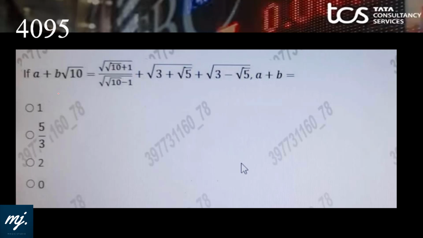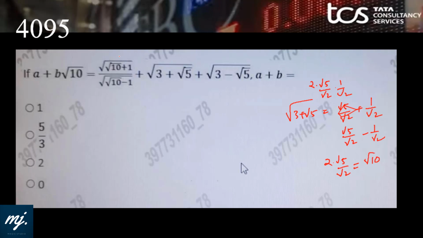Okay, this one is from surds. If this expression equals a plus b root 10, then what is the value of a plus b? We need to solve this. Root over 3 plus root 5. Root 5 can be written as 2 into root 5 by root 2 into 1 by root 2. Bingo. 5 plus 1 by 2 is equal to 3. That means root over 3 plus root 5 is root 5 by root 2 plus 1 by root 2, and with the minus sign it is root 5 by root 2 minus 1 by root 2. So if I add these two, I'll get twice root 5 by root 2, that is root 10. So this is equal to root 10.